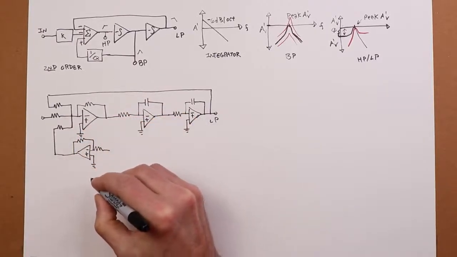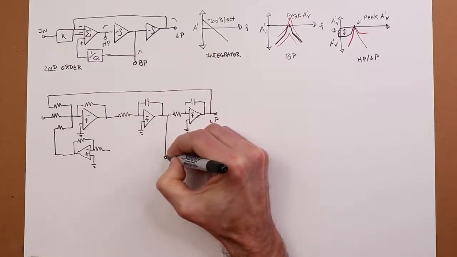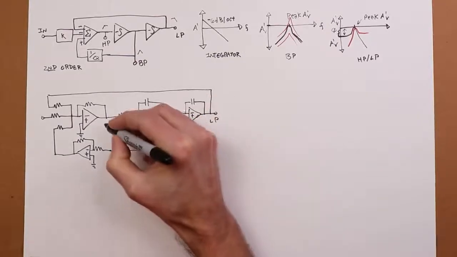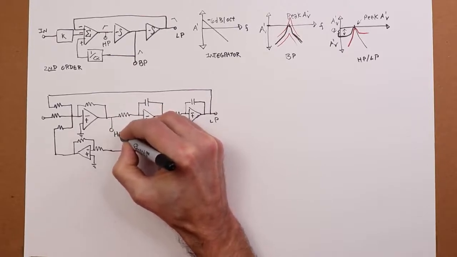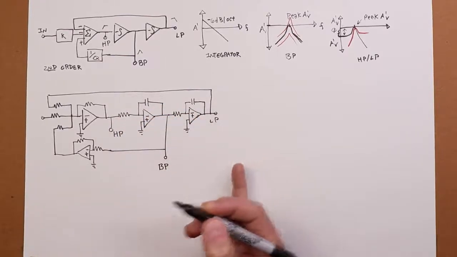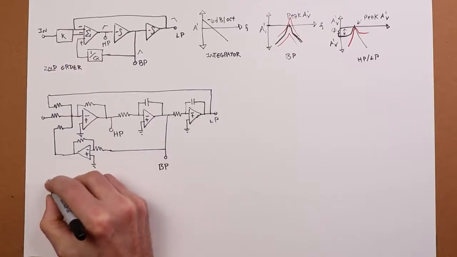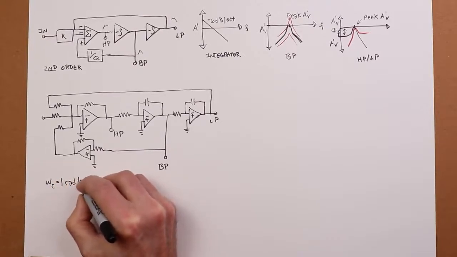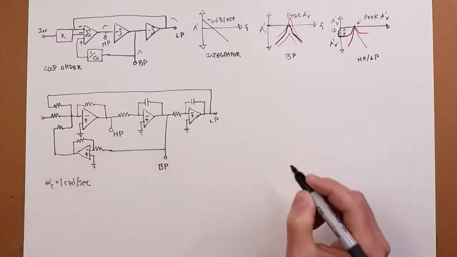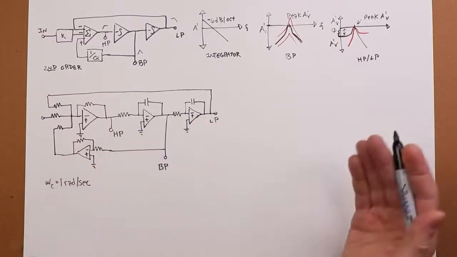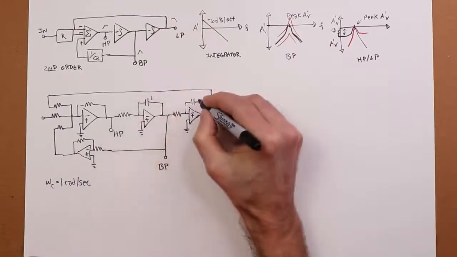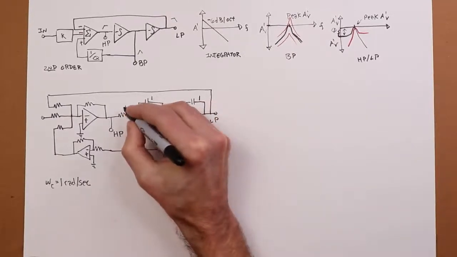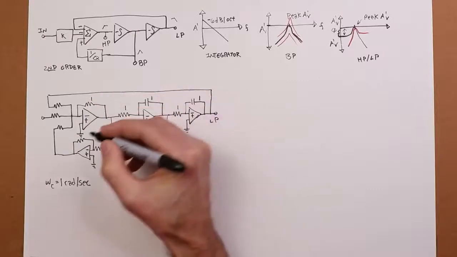And of course, this has to go back to the bandpass output, which is right here. And then the tap for the high pass. Okay, so what we're going to do is, as usual, set a tuning frequency, critical frequency, equal to 1 radian per second. All resistors and capacitors are going to be equal to ohm and farad values. So the caps are 1 farad each. These resistors, most of them are going to be 1 ohm. There are going to be some exceptions, as you'll see.